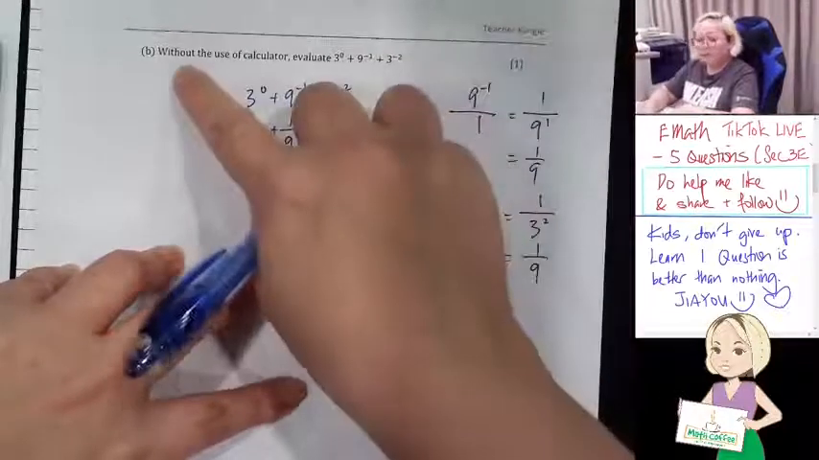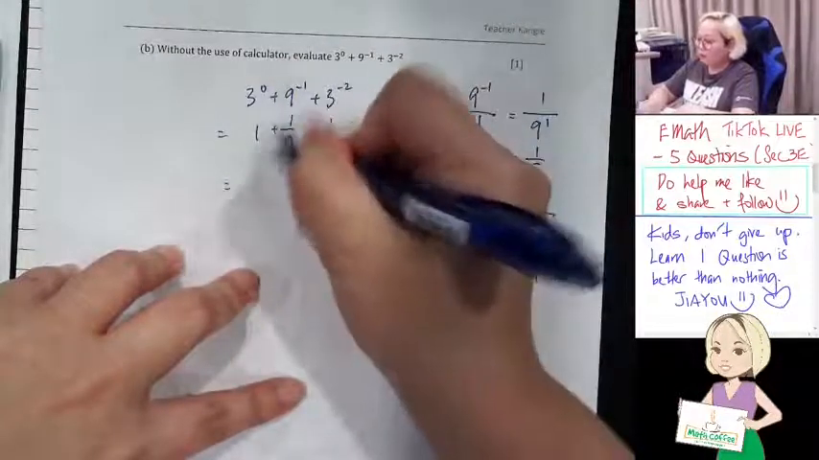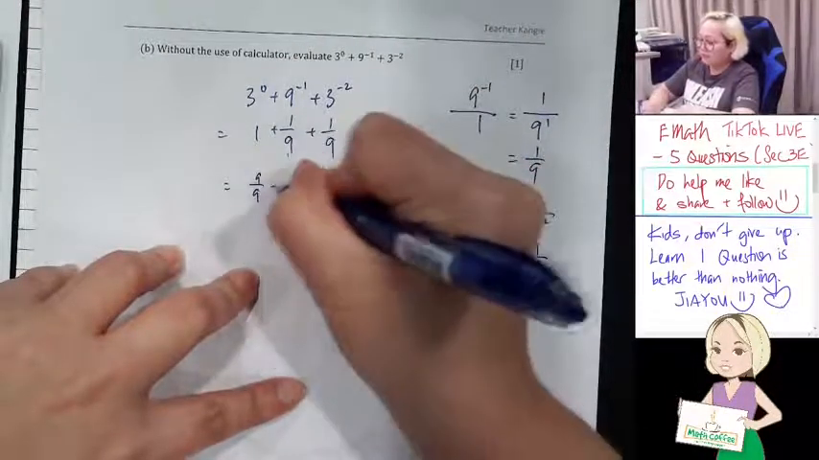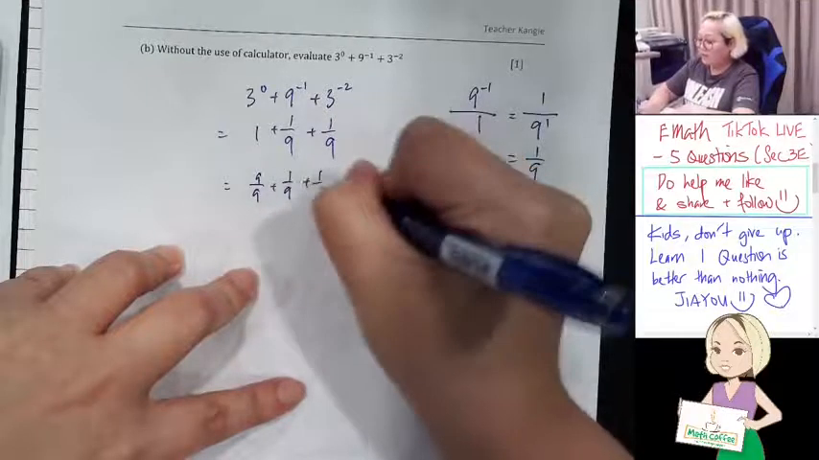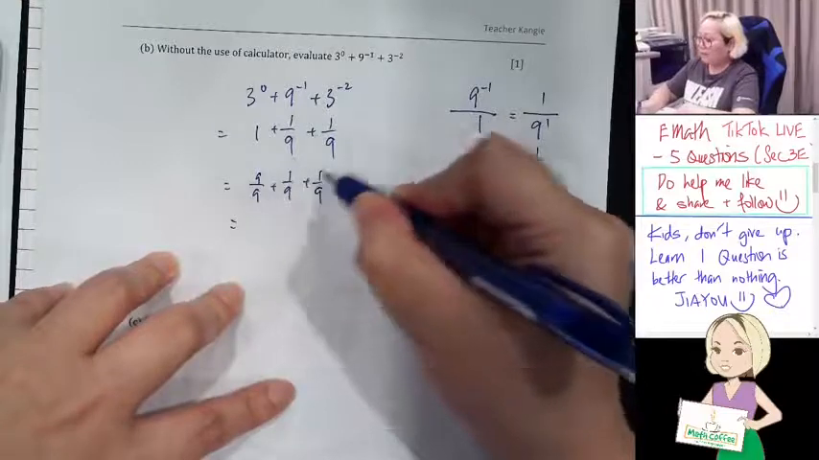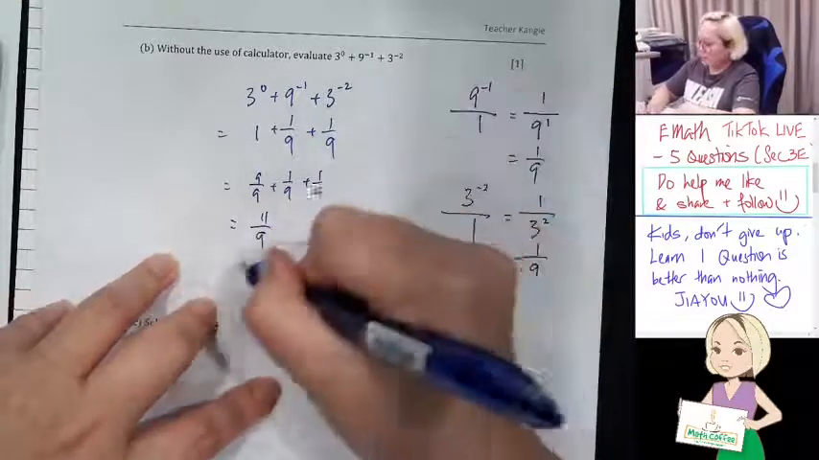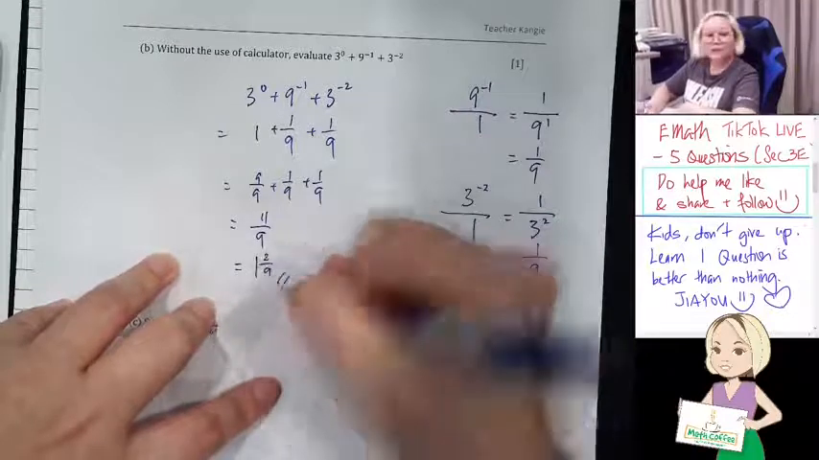And again, because they say cannot use calculator, right? So okay, I do more steps. So this is actually 1 over 1, which is 9 over 9, plus 1 over 9 plus 1 over 9. And we know that same denominator, so 9 plus 1 plus 1 is 11. So it's 11 over 9. So in the end, become 1 whole 2 over 9. Done.